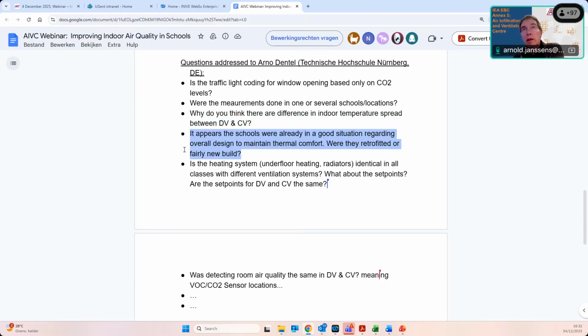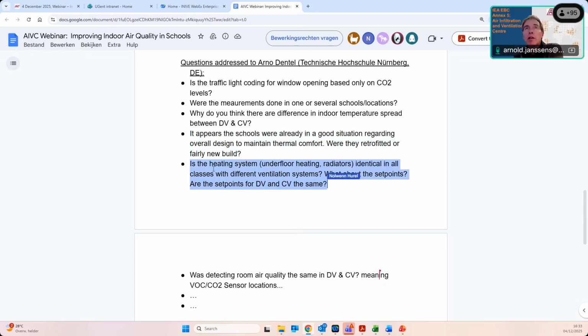Those schools seem to be recent schools. Were they retrofitted or recently built? The centrally ventilated system was in a new school building. The naturally ventilated school was an old one from the 70s, and the one with the decentralized ventilation system was a retrofit with building standard from around the 90s. Okay, so still some differences between them. Yeah, differences in the building envelope.